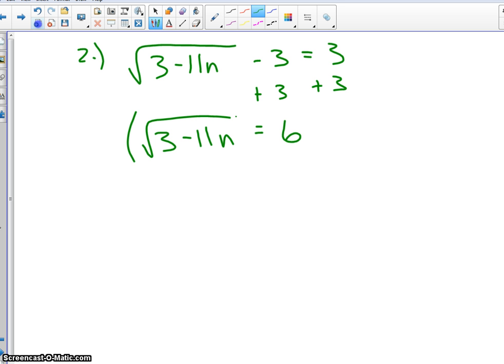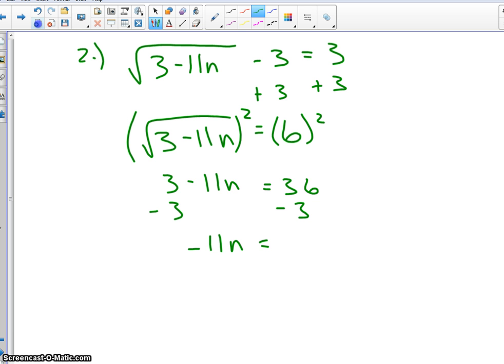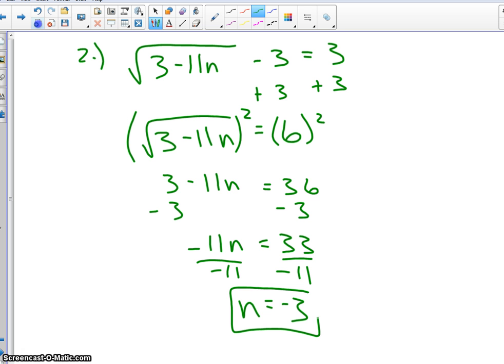Now, like I said, you could just square both of these and see that this is 36. You have 3 minus 11n. Subtract 3 from both sides. Negative 11n equals 33. Divide by negative 11, n is negative 3 in this case. So they're really obsessed, this sheet was, with 3's apparently.